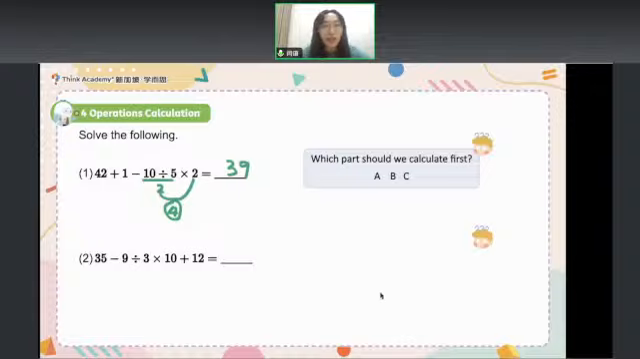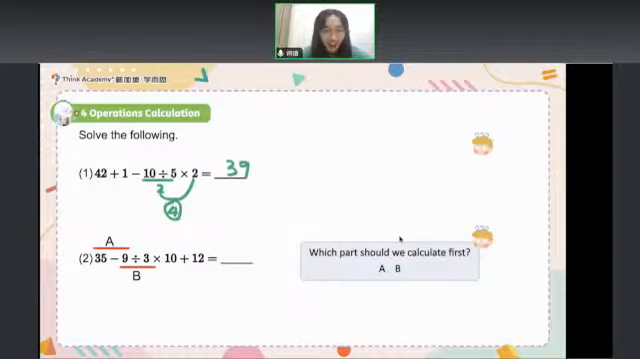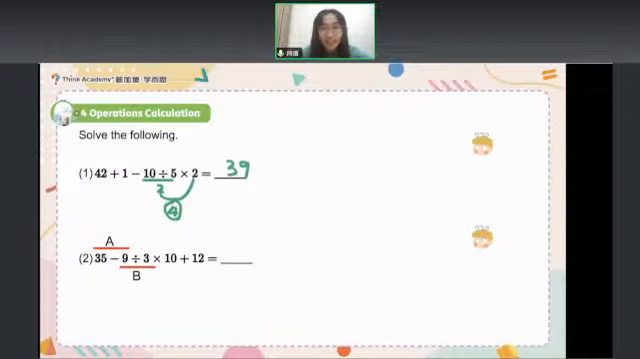Okay, so here for the second one, again, where should we calculate first? Should we start from A or should we start from B? Where should we start from? Yes. Again, do we need to calculate 35 minus 9 first, or we need to calculate 9 divided by 3 first? Yes, excellent. You already got it, right? Okay, so here we just start from the second part. That is 9 divided by 3. You will get 3 here. And then move up. 3 times 10.